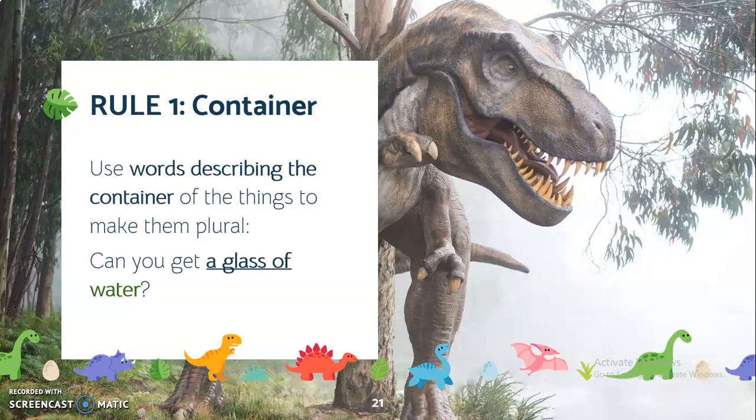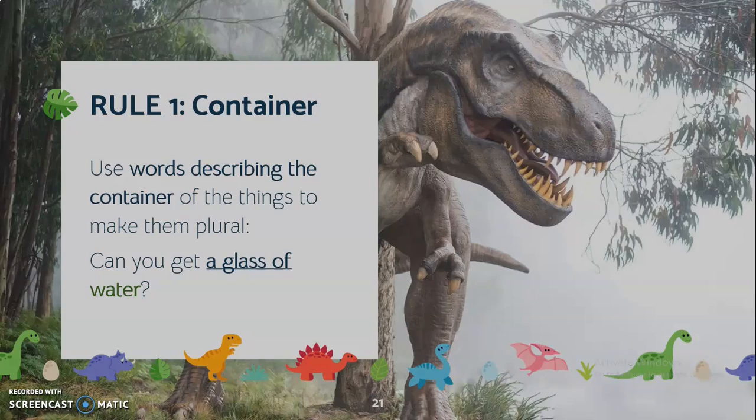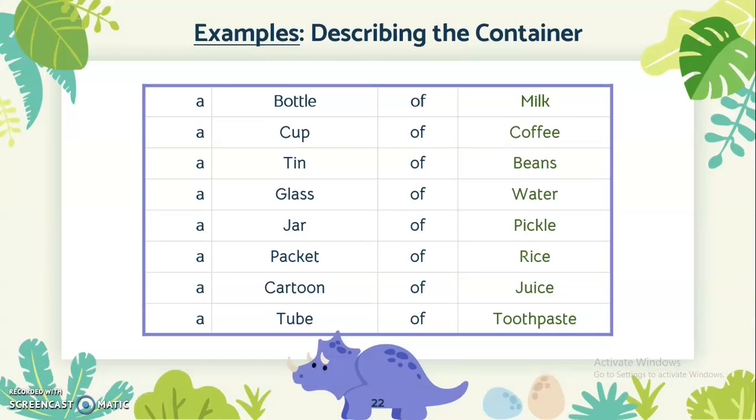Here we have the word water in this example, which is an uncountable noun, but we can make it countable and plural. Can you get a glass of water? So let me give you some of the most widely used words with plural concept. A bottle of milk, a cup of coffee, a tin of beans, a glass of water, a jar of pickle, a packet of rice, a carton of juice, a tube of toothpaste.